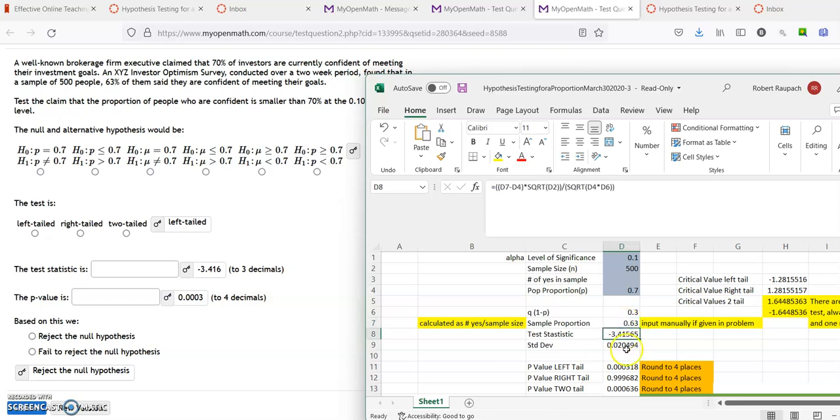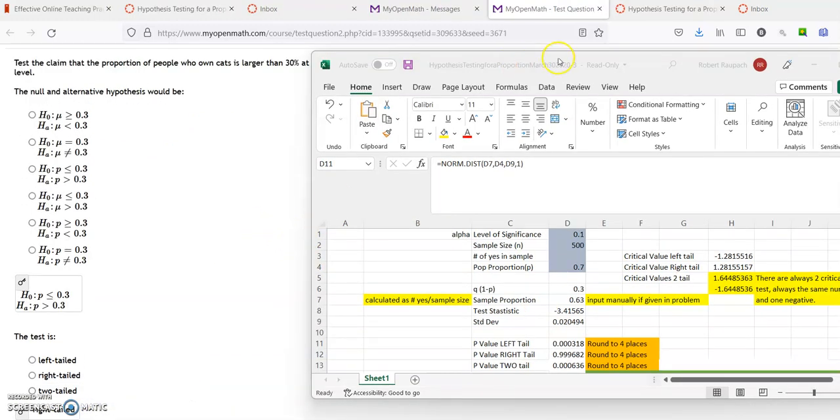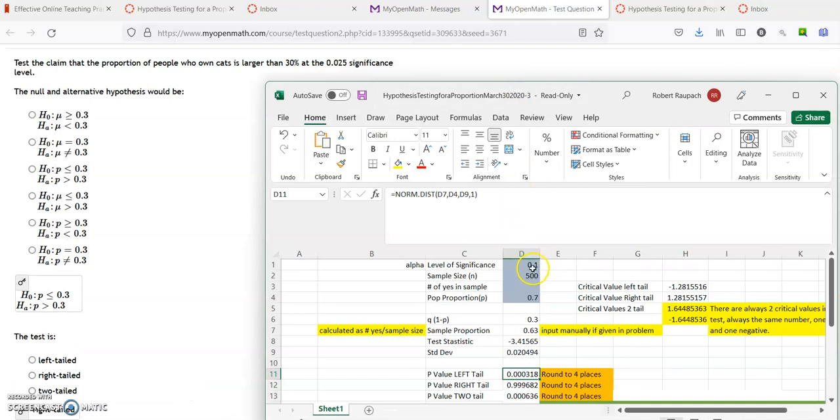Your test statistic here, your p-value, because it's a left-tailed test, is here. Since your p is less than alpha, you reject it. Again, I bet you're just doing the same thing wrong, which is why you're getting these problems wrong. If they manually give you the sample proportion, you must enter it here. There's nothing to enter here.